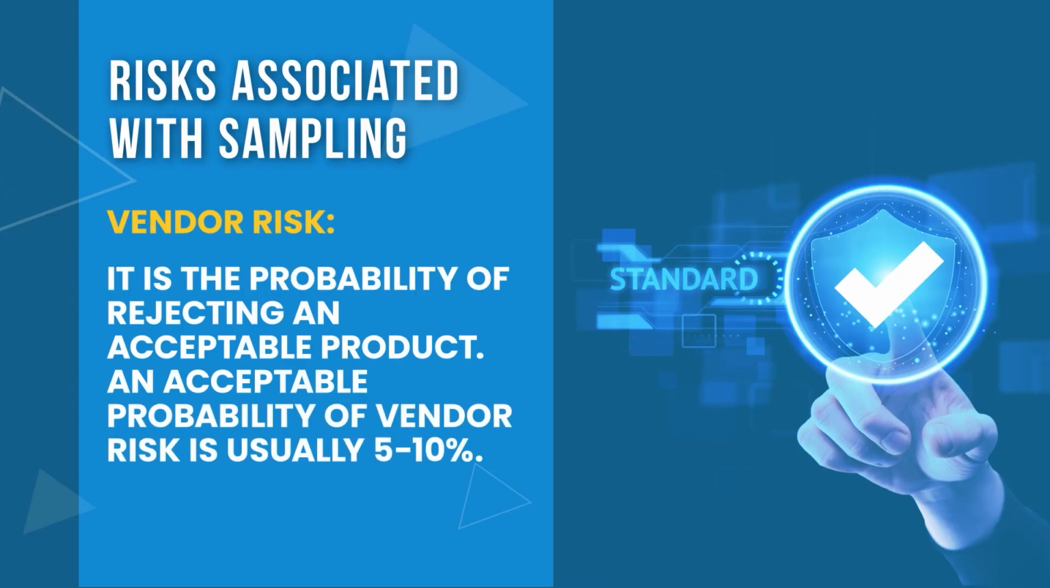In the case of vendor risk, it is the probability of rejecting an acceptable product. An acceptable probability of vendor risk is generally 5 to 10%. So it is not that high, and care is taken to ensure that the consumer risk is minimized.